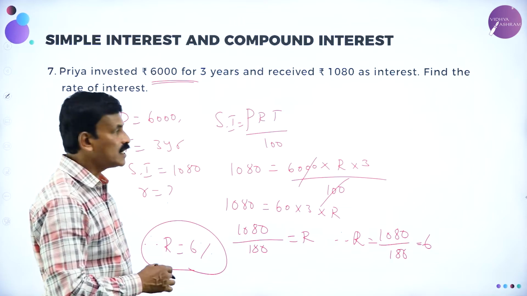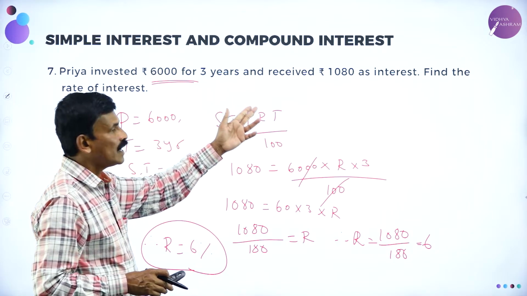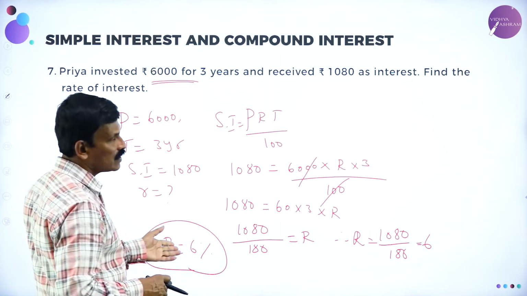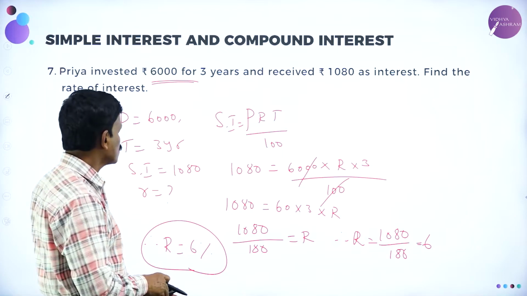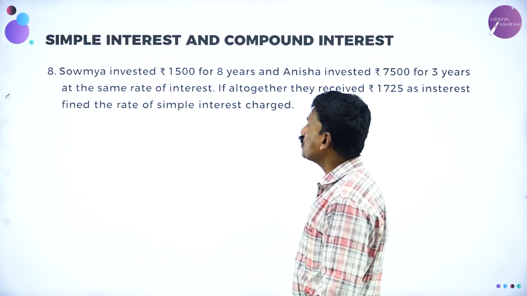That's it. So Priya invests rupees 6,000 for 3 years and receives 1,080 rupees as interest. Then the rate of interest she is going to get is 6% per annum. That's it. Now let us come to the next problem. This is a very important problem.